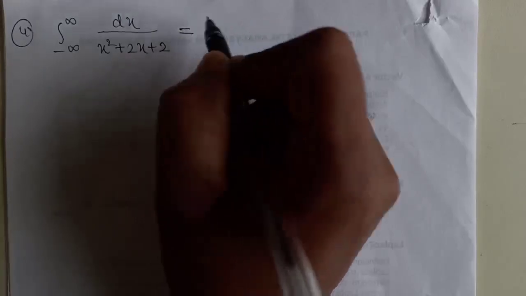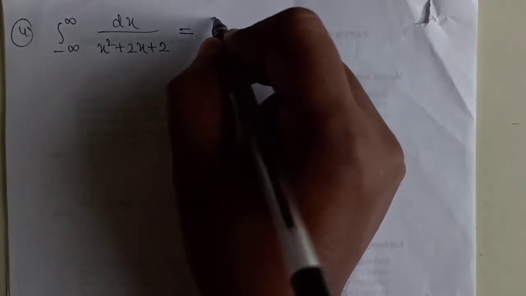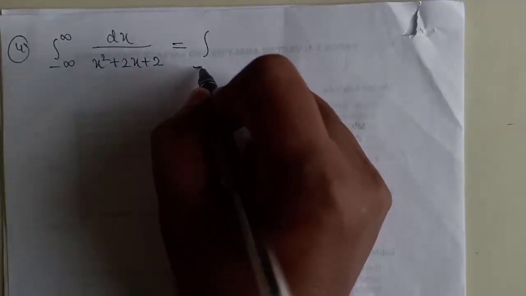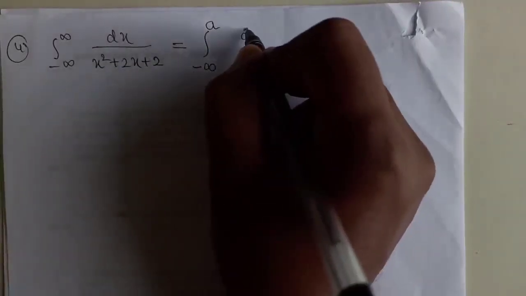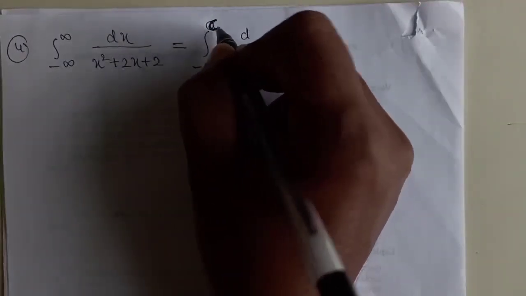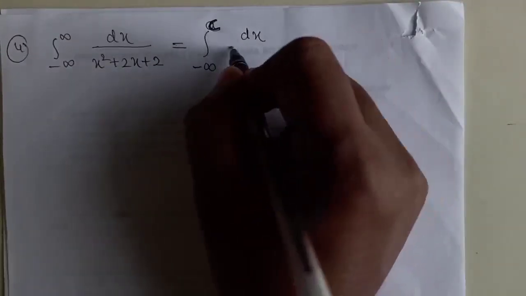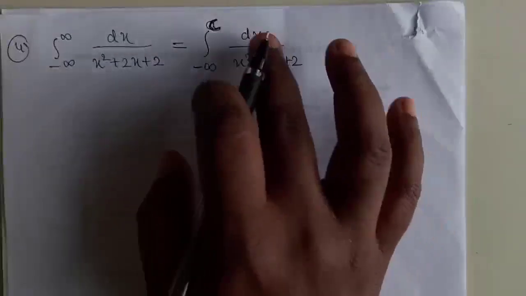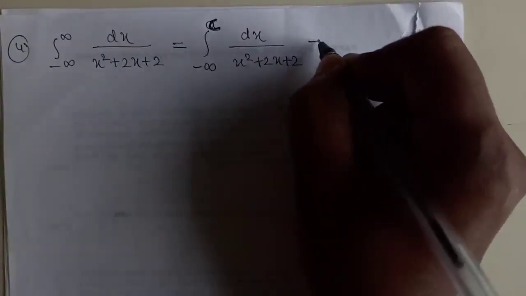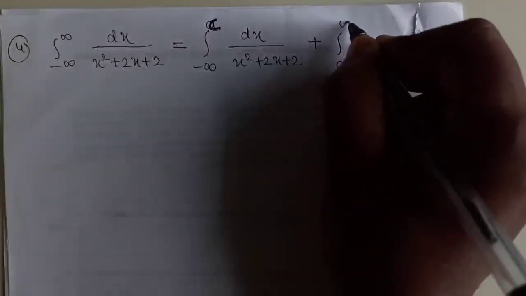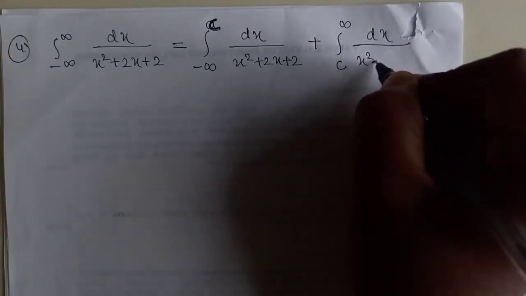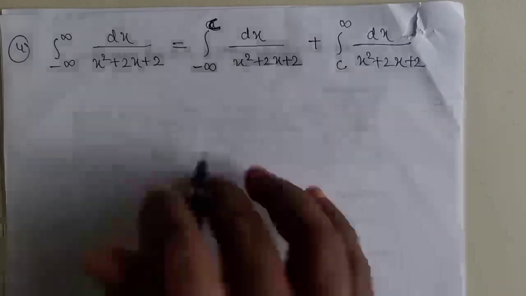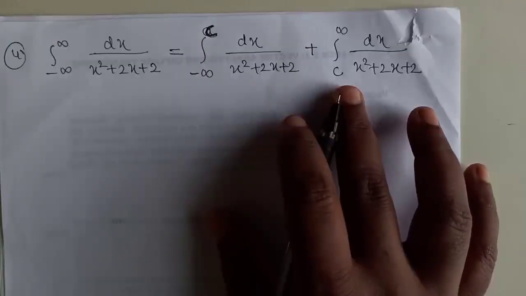Now, by using another variable c, the given integral can be written as the integral from minus infinity to c of dx divided by x square plus 2x plus 2, so we are keeping the integrand as it is, only dividing the limits, plus again the integral from c to infinity of dx divided by x square plus 2x plus 2. So this is by the rule of definite integral.